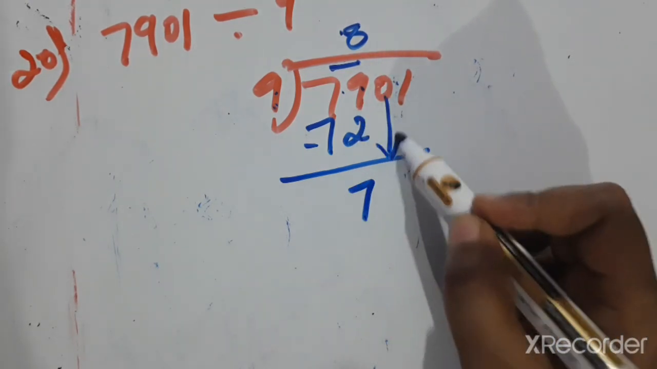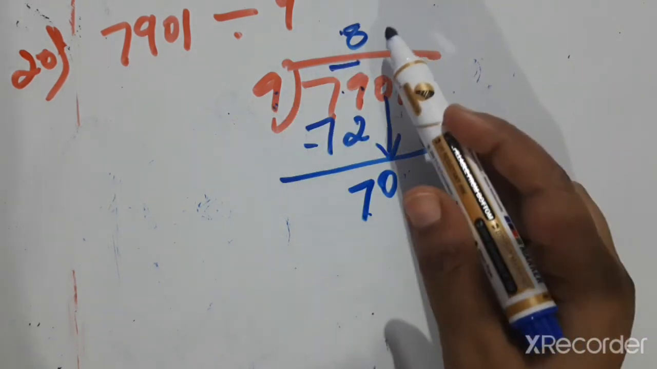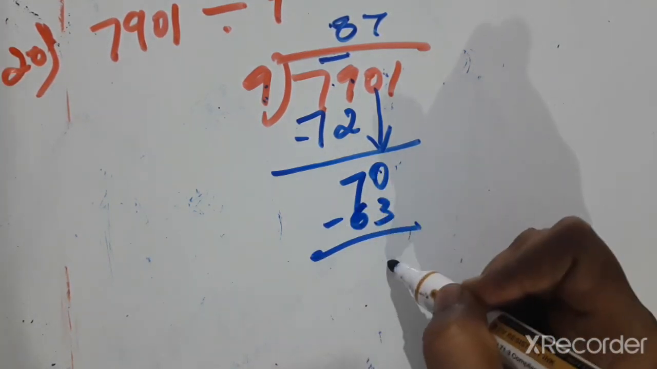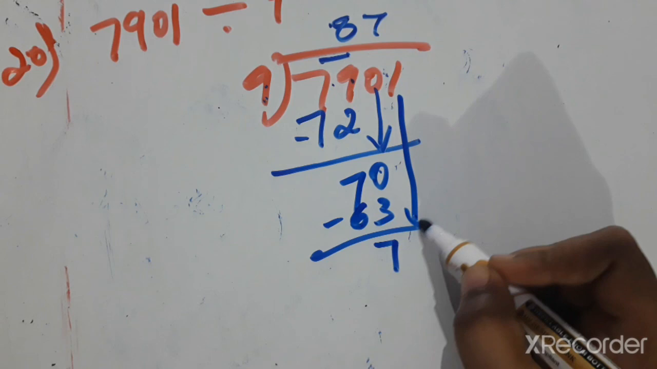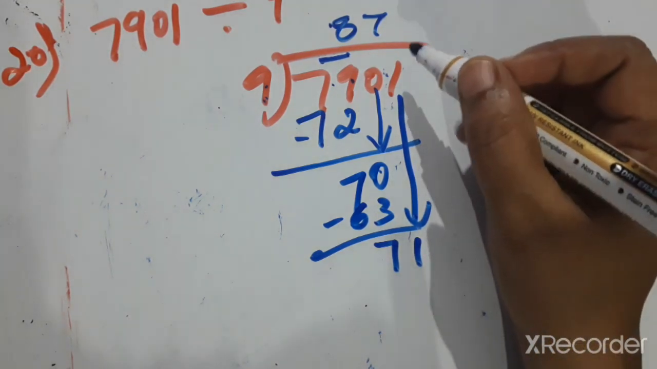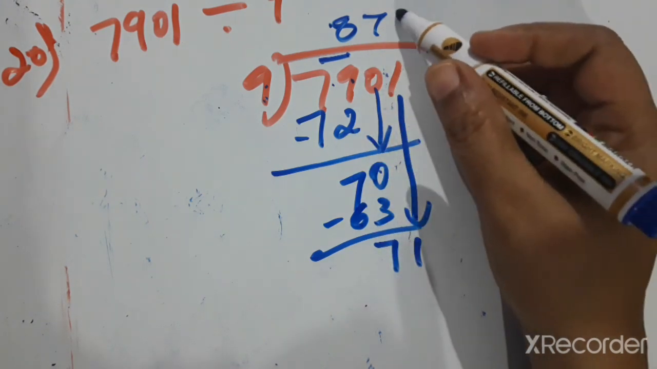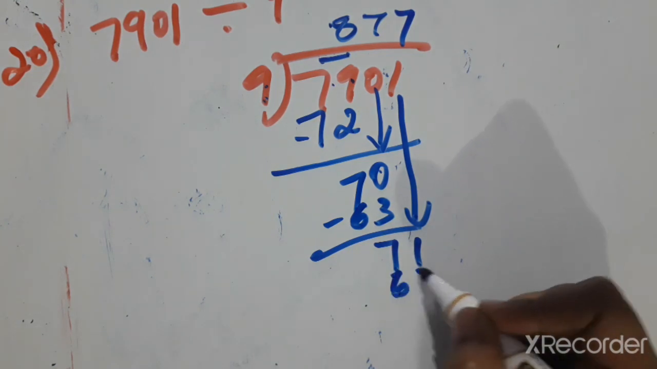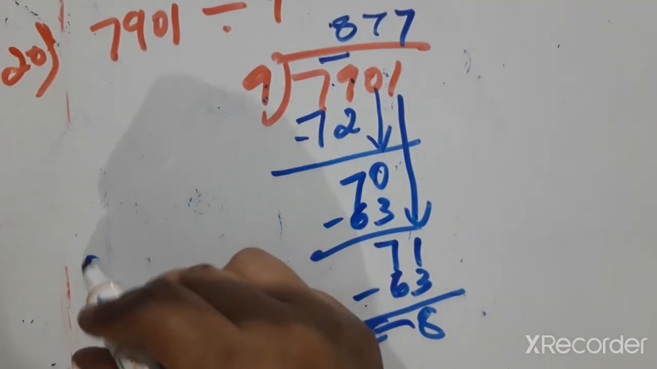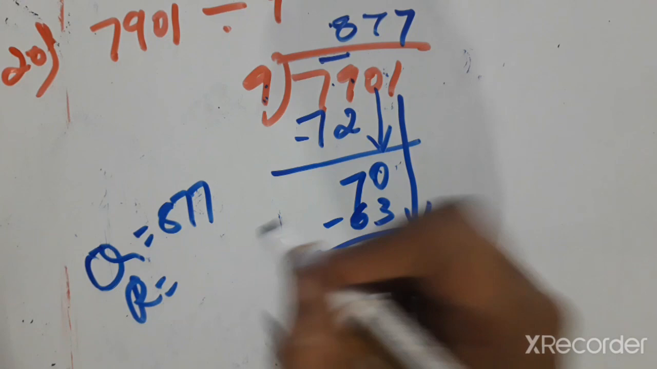Bring this 0 down. Now 70. 9 times how much is nearest to 70? That is 9 sevens are 63. 70 minus 63 is 7. Bring one number down, that is 1, making 71. 9 times how much is nearest to 71? 9 eights are 72, which is greater than this. So 9 sevens are 63. 71 minus 63 means 8. 8 is the remainder. Quotient is 877. Remainder is 8.